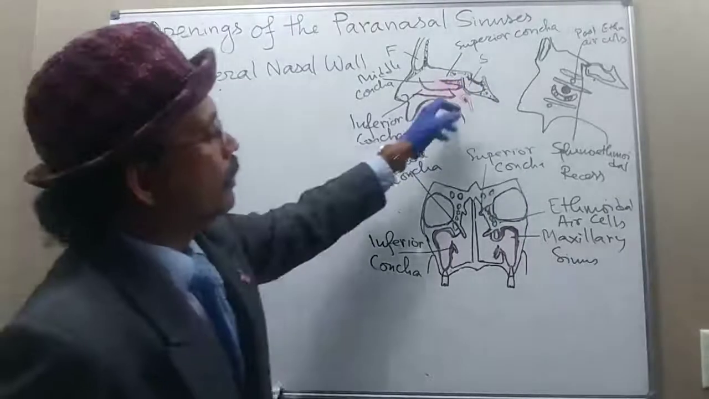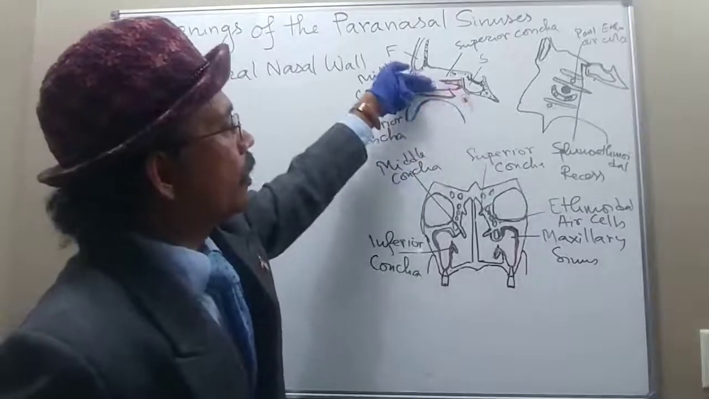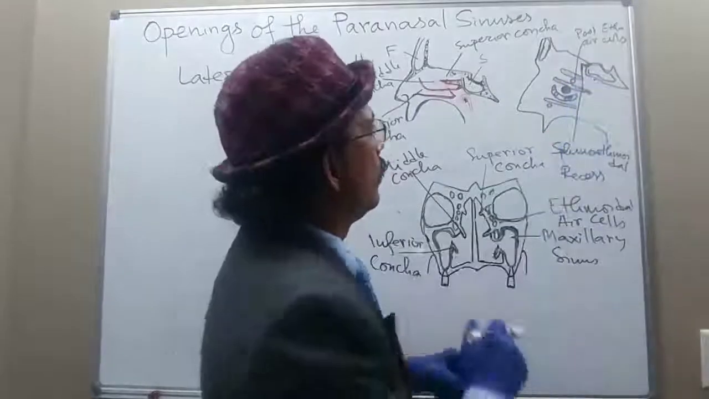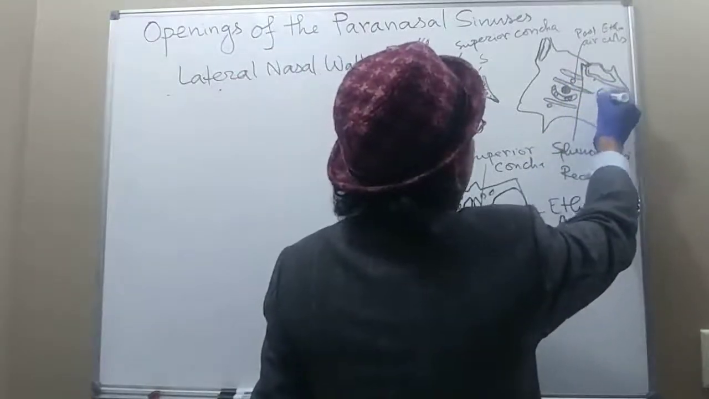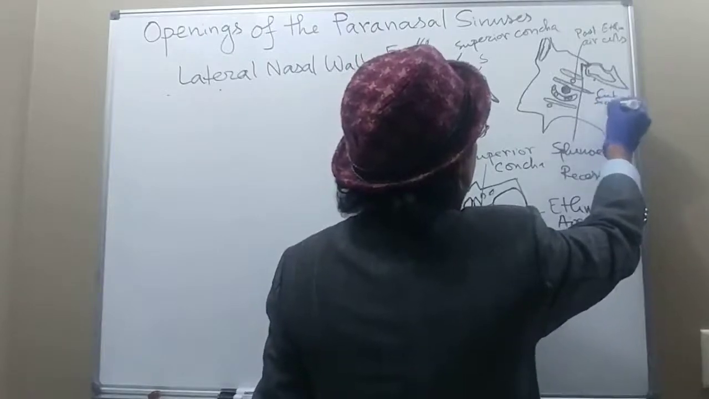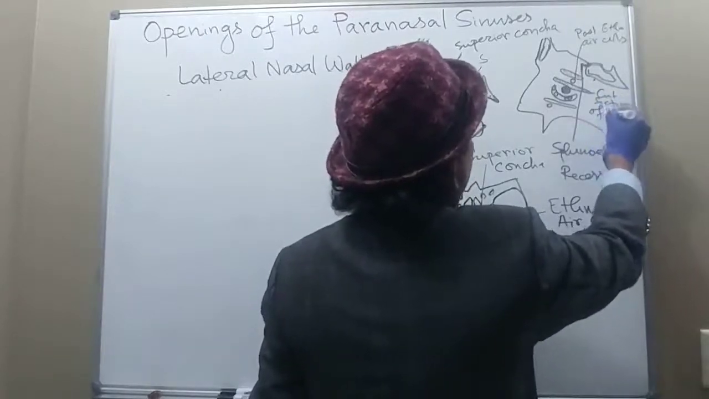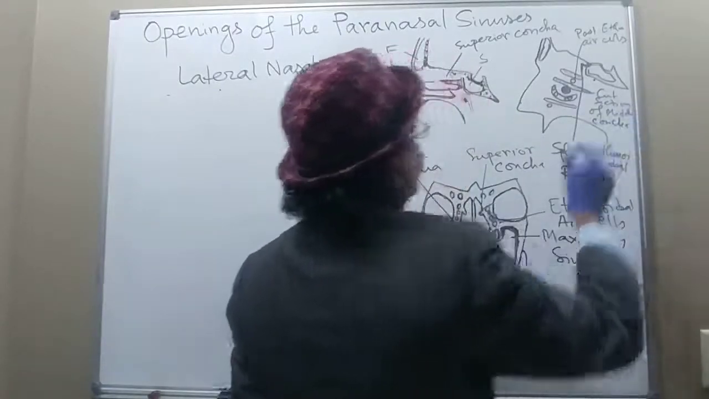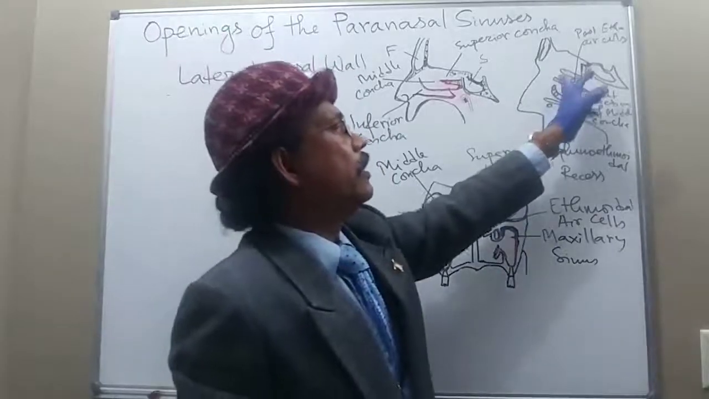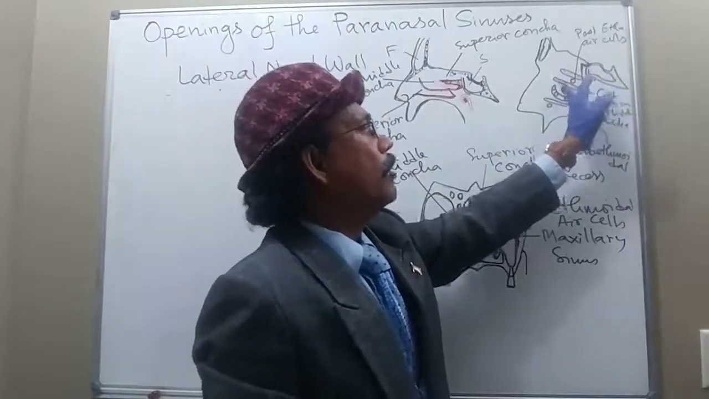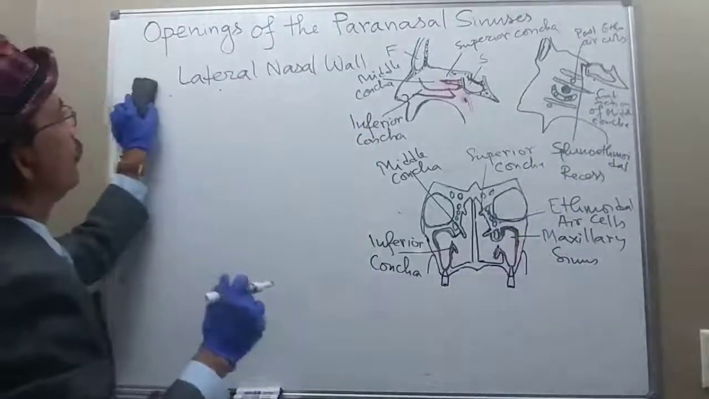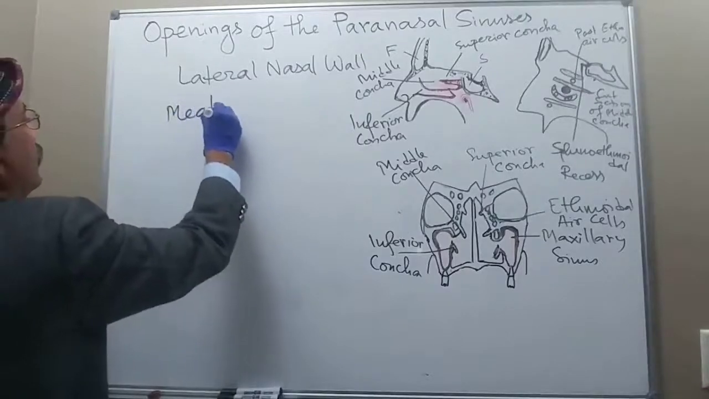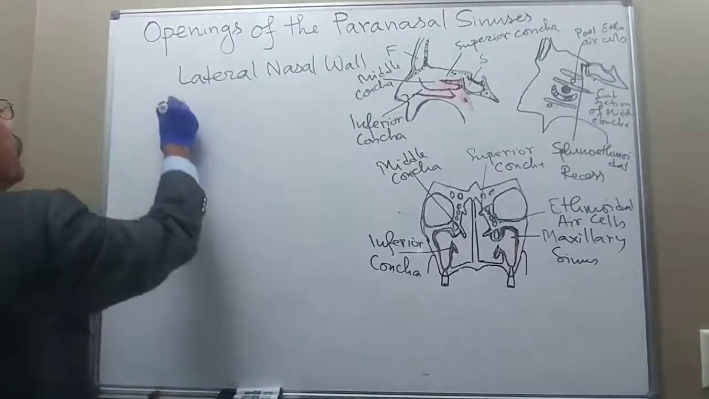Then we go to the middle meatus. If we take out the middle concha, this is the cut section of the middle concha. Okay, we got that. So underneath the middle concha, we have the middle meatus. That is important to us. If we go to the middle meatus, what are the structures there?